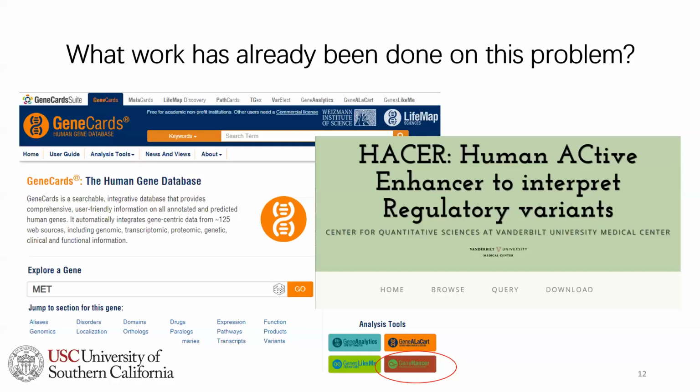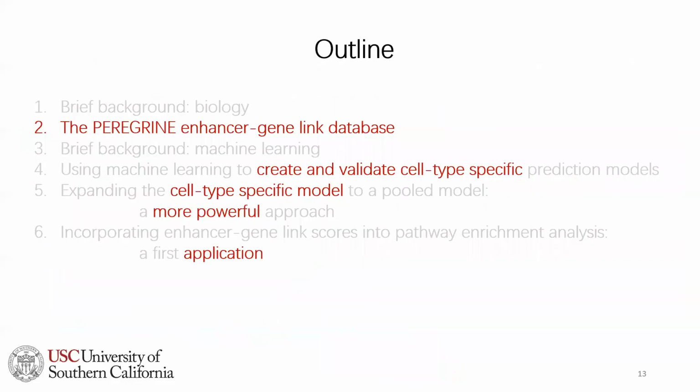So while there has been a lot of good work done on trying to generate enhancer gene links, there's certainly room for improvement. So the motivation for this body of work basically springs from the desire to contribute improved information on enhancer gene links, and to be able to incorporate that information into GWAS or other variant association studies.